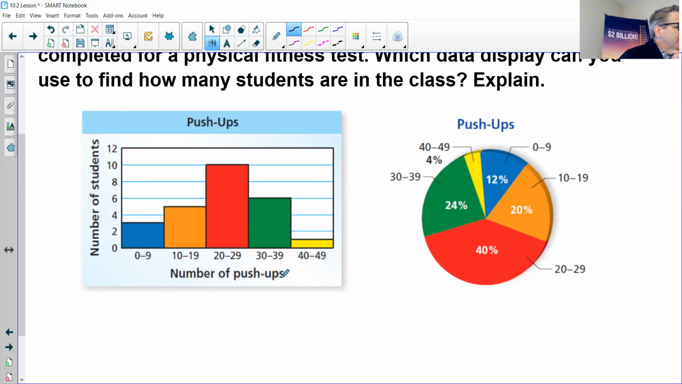The sum of their values represents the number of students. The circle graph, you can't do that. We only have percentages, all right? So the circle graph gives us percentages. The histogram actually gives us the number, and that would give us the number of students in the class.